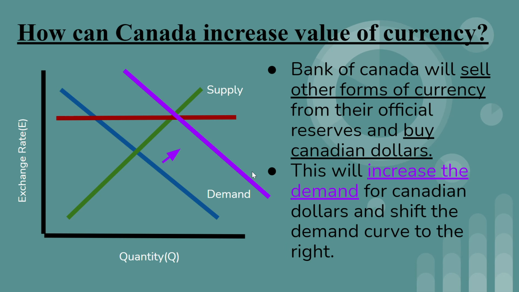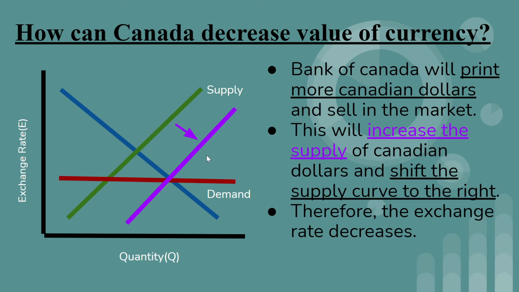So how can Canada increase the value of its currency? Given that the blue line is the old demand curve and the green one is the old supply curve, and the red line is where we want the new exchange rate to be. In order to do this, the Bank of Canada is going to sell any other form of currency they have in their reserve and buy lots of Canadian dollars. That's going to increase the demand for Canadian dollars, and therefore shift the demand curve to the right, which in turn is going to lead the exchange rate to go up as expected. And the opposite is true for decreasing the currency. The Bank of Canada is going to print lots of Canadian money, which is going to increase the supply, and that's going to shift the supply curve to the right, and therefore the exchange rate is going to go down.